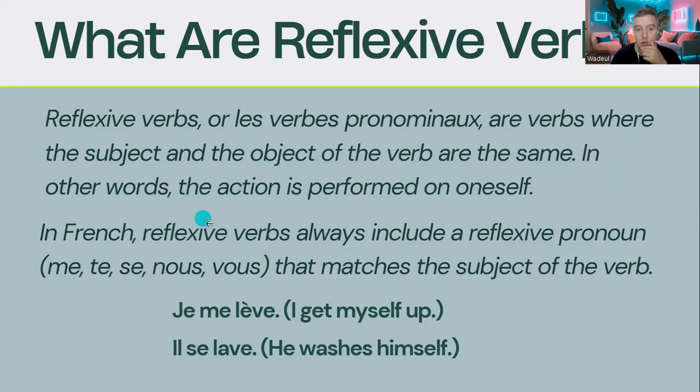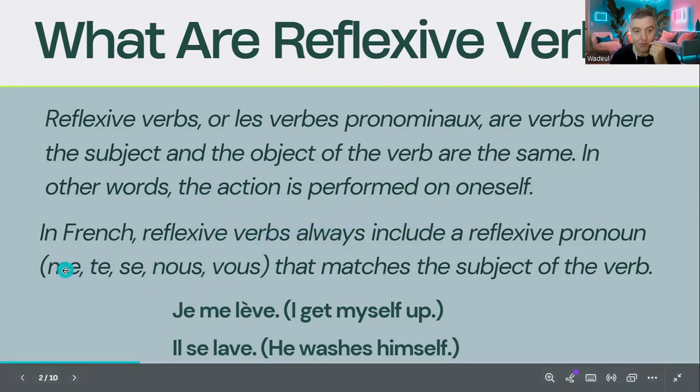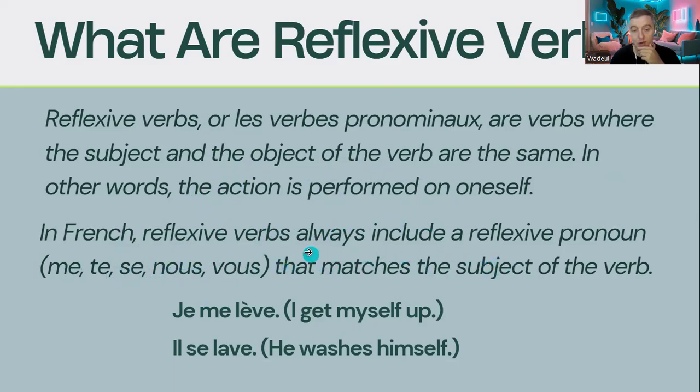Okay. So in French, reflective verbs always include a reflective pronoun. So we have to add a pronoun. As you can see here, we have me, te, se, nous, vous that match the object of the verb. For example, you say like I get up, we have to say je me lève. But the literal meaning will be like I get myself up, okay? So il se lave, he washes himself. So in English, you say just like he is washing himself, but now we say il se lave. So we have to add a pronoun to make it a correct sentence, okay?